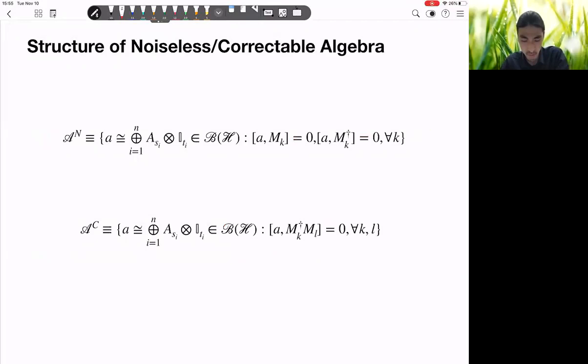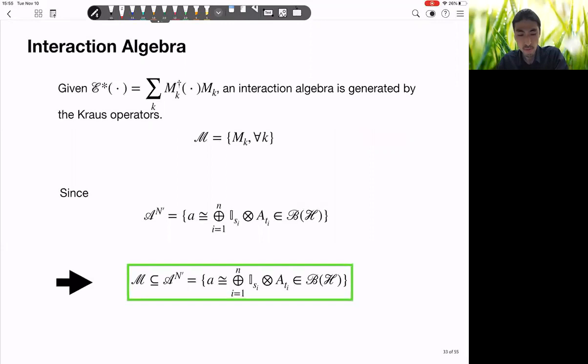The noiseless algebra and the correctable algebra are both subalgebras, so we can have this form of structure. Now, one more input here is something called the interaction algebra. The interaction algebra is generated by Kraus operators. E star is given, so you consider the set of Kraus operators and generate an algebra by considering multiplication and addition and all that.